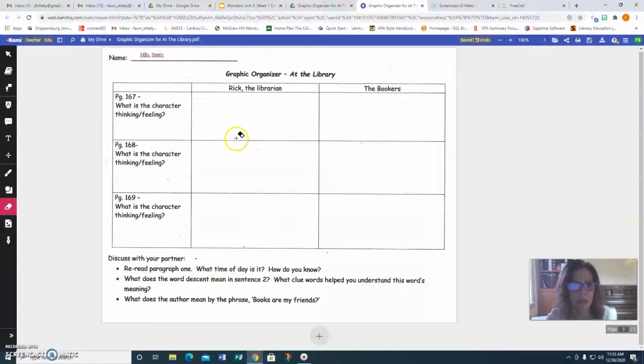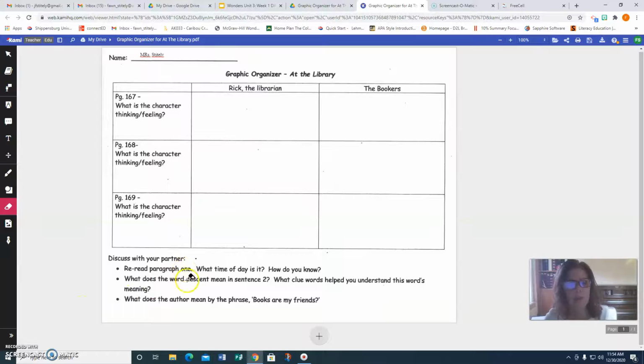But the graphic organizer is wanting you to look at the point of view of Rick the librarian and the Bookers. And each page, you're going to answer, what is the character thinking and feeling? What's Rick thinking and feeling? What are the Bookers thinking and feeling? On page 167, page 168, and page 169. Again, that's how we get to know the characters.